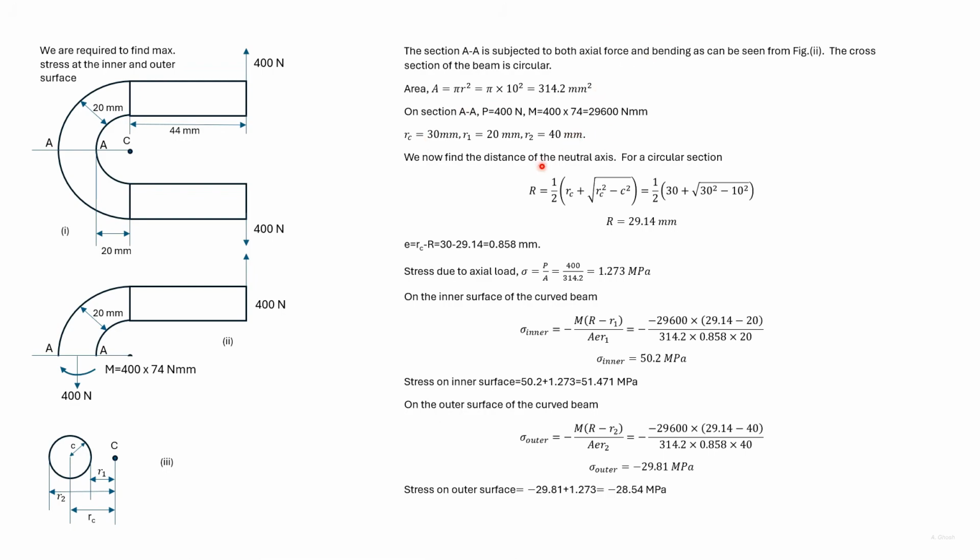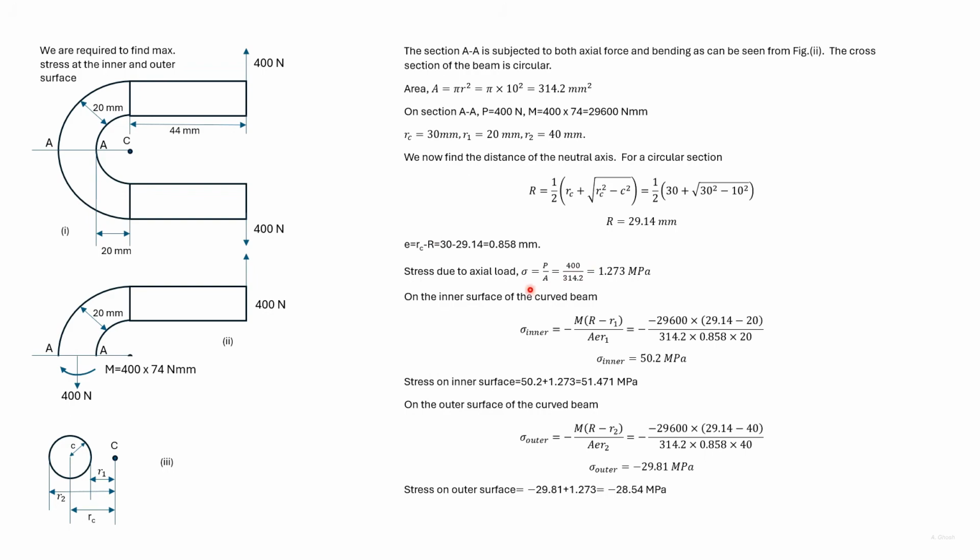For a circular section, the radius of the neutral axis is given by this expression. C here is the radius of the circular section. So we find out capital R. We also find out E, which is RC minus R. We then find the stresses.